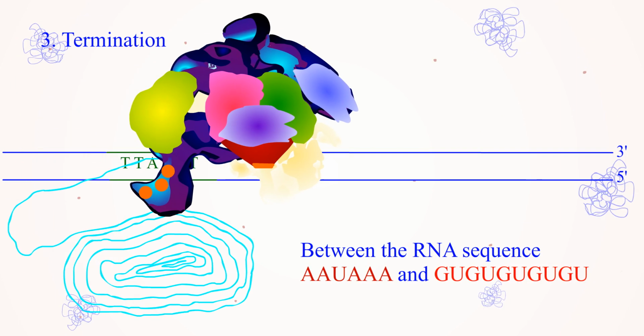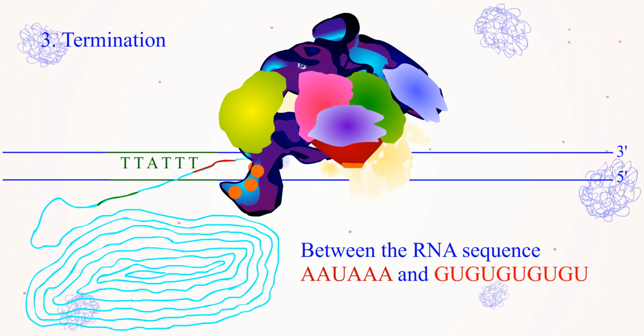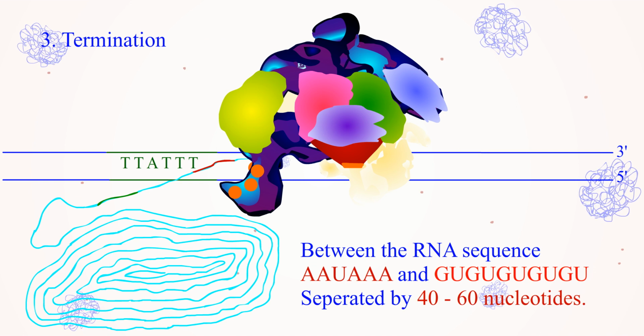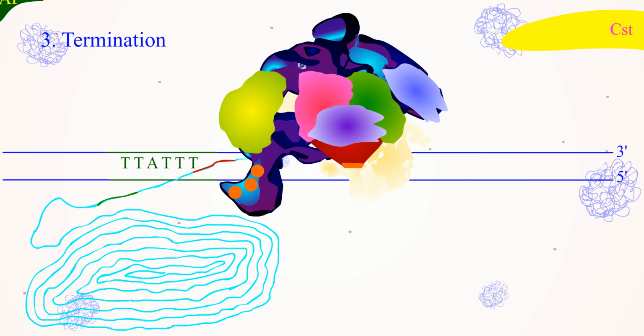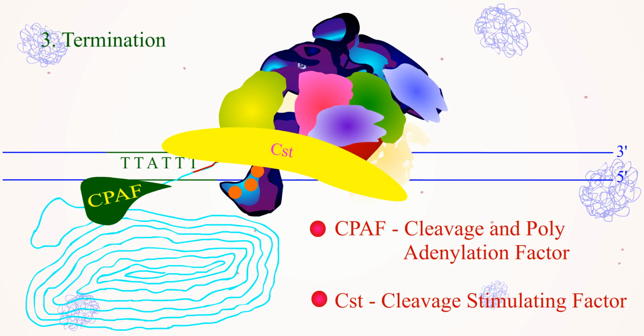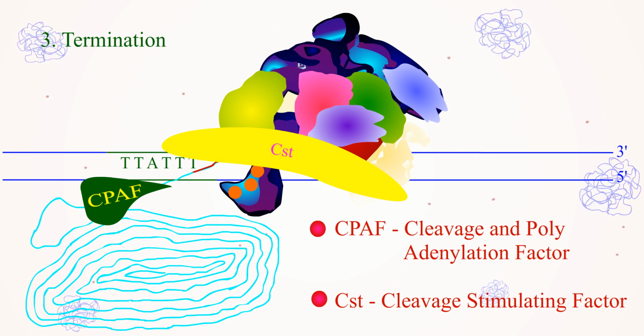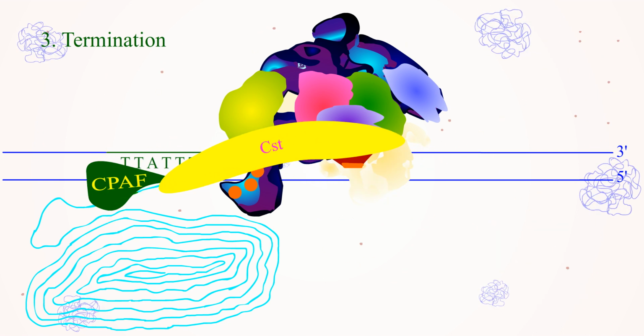This end usually occurs between AAUAAA and a GU-rich sequence that is separated by 40 to 60 nucleotides in the newly synthesized RNA. The upstream sequence AAUAAA will be bound by the cleavage and polyadenylation specificity factor, and the downstream GU-rich sequence is bound by the cleavage stimulation factor, forming a protein complex that cleaves the pre-mRNA at sites 10 to 30 nucleotides downstream from AAUAAA.